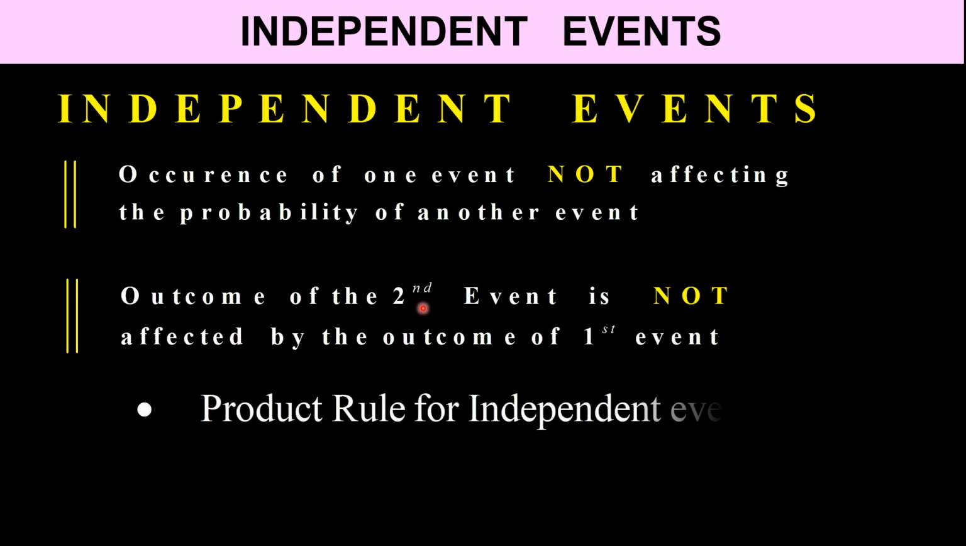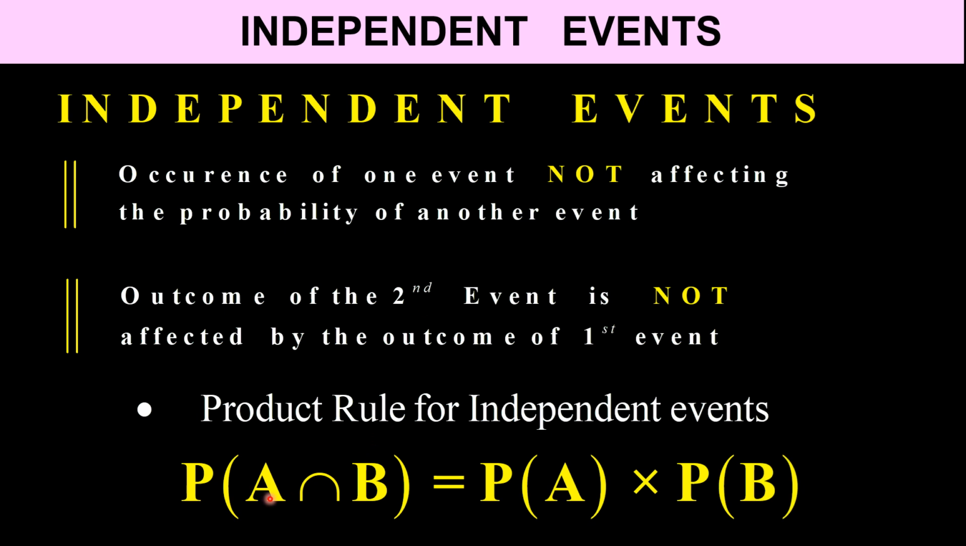So now we have a product rule for independent events. The probability of A and B is equal to the probability of A times the probability of B. Okay, so the probability of event A and event B is equal to the probability of event A times the probability of event B. And that is the product rule for independent events.